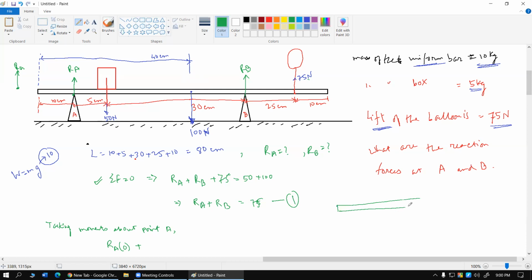Let's say here is the whole bar, and here is my pivot point A. And if there is a single force of 50 Newton working over here like this, how would this bar rotate about this point? How will the bar's rotation be? Will it be clockwise or anti-clockwise? What do you think?